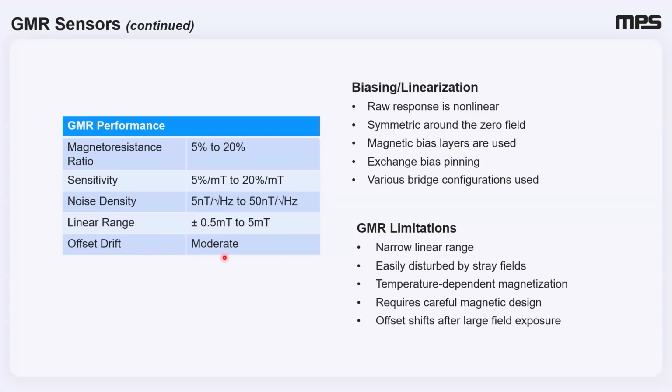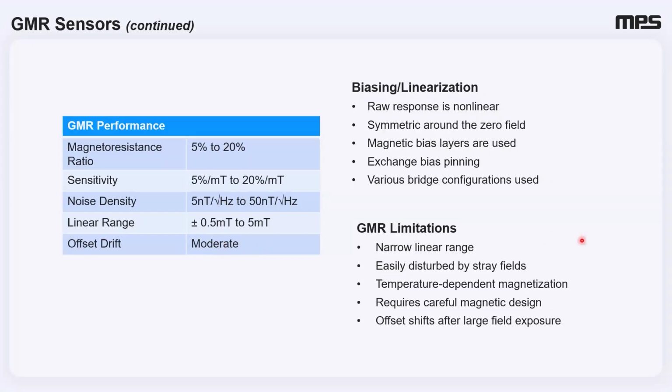And offset drift is a little worse than AMR. You're going to see this. Each generation trades robustness for resolution. It's kind of the fundamental MR story. And so as we jump generations, you're going to see this offset drift. They're more sensitive to temperature. They're more sensitive to everything.